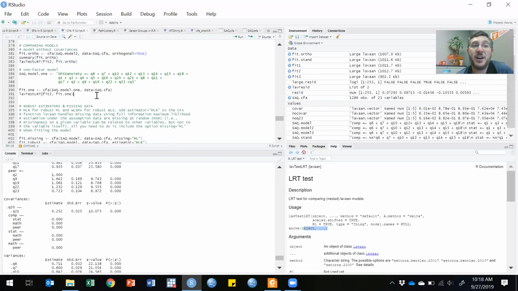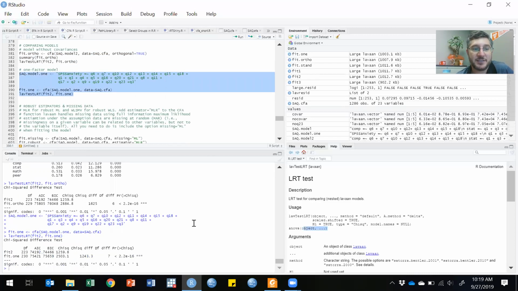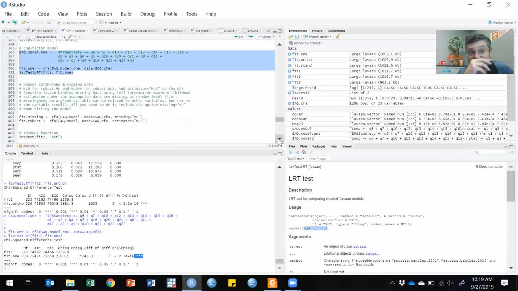We could also compare our model 2 with one that's just for SPSS anxiety, so basically a one-factor model. And you can see it looks like the multiple factor model fits the data better than the one-factor model.